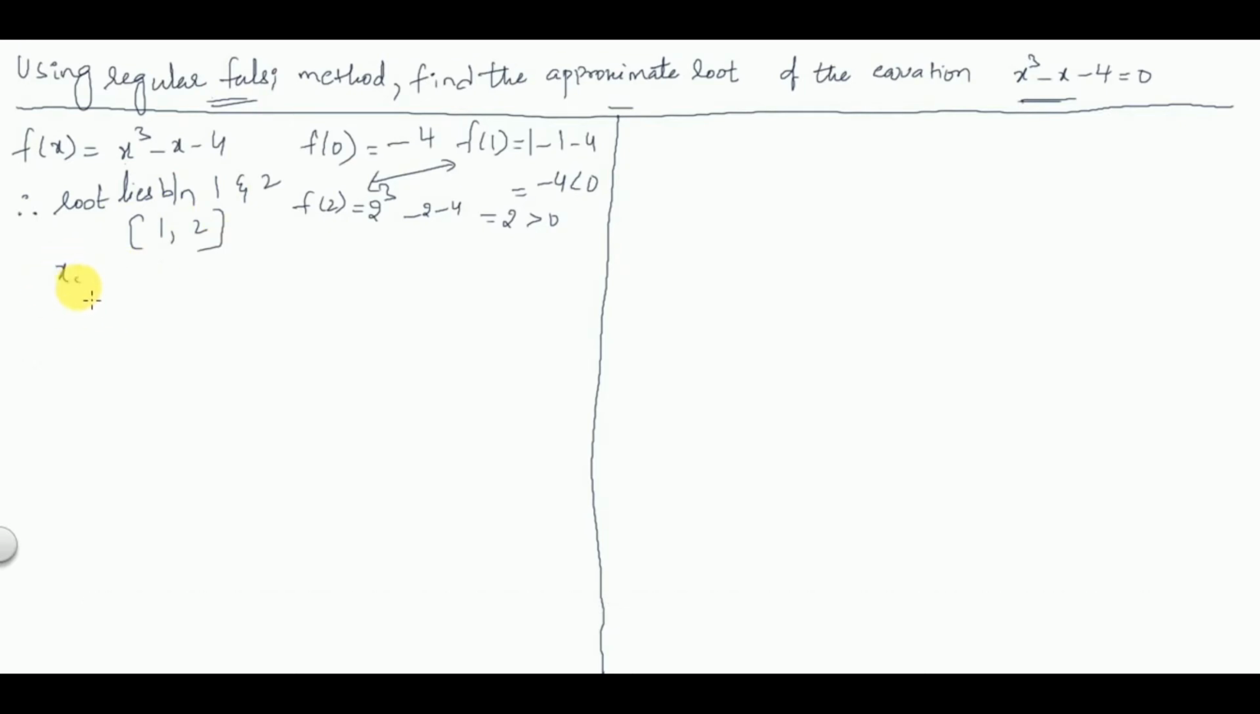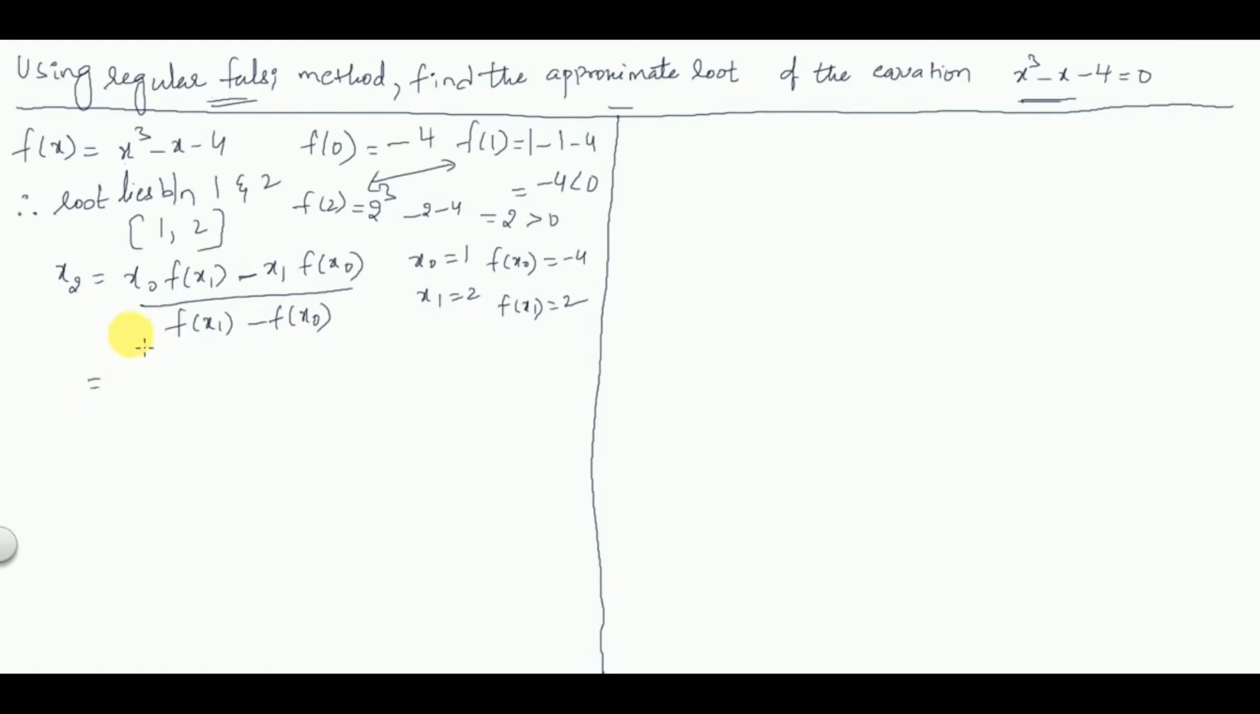By the false position method, the iterative formula is given by x2 is equal to x0 into f of x1 minus x1 into f of x0, divided by f of x1 minus f of x0. First of all, here x0 is equal to 1, x1 is equal to 2, f of x0, that is f of 1, is equal to minus 4, and f of x1 is equal to 2.